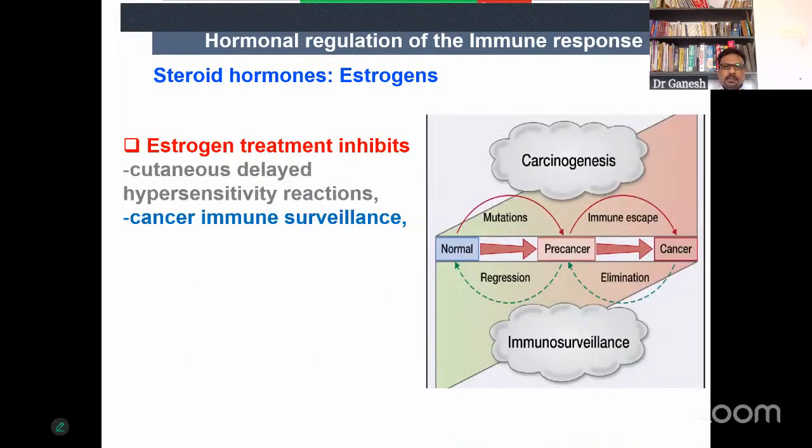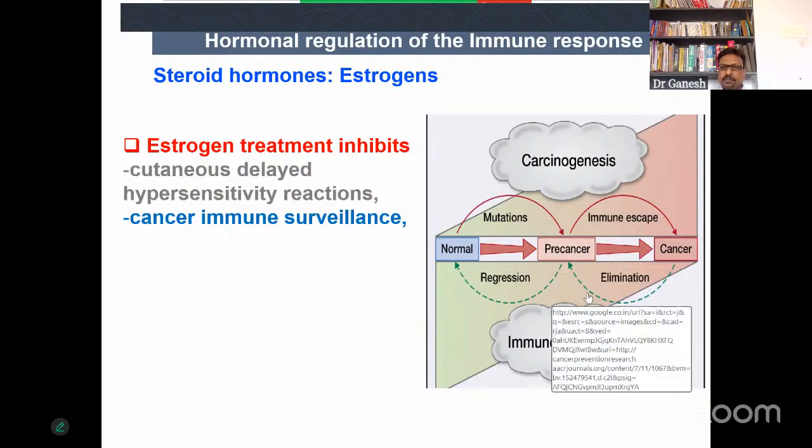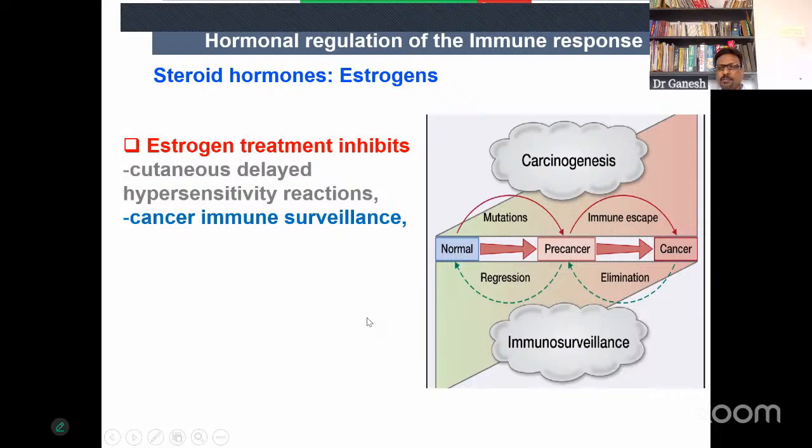Then, the cancer immune surveillance. Surveillance means monitoring, and these cancer cells are always subjected to some kind of mutation. Before turning into carcinogenic cells, they convert themselves into precancerous cells through mutation. So a normal cell turns into a precancer cell following a mutation, and in some cases these precancer cells do not exhibit the surface antigens which would make them detectable by the immune cells. In such cases, our immune system is not able to detect such precancer cells.